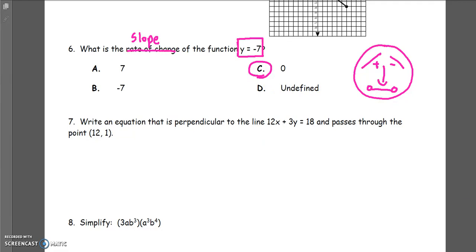Okay, number 7 says, write an equation that is perpendicular to the line 12x plus 3y equals 18 and passes through the point (12, 1). Okay, perpendicular means my slopes have to be opposite reciprocals. So the first thing I need to know is, what is the slope of this line right here? So I'm going to rearrange this and put it in slope-intercept form so I can pick out my slope. That means I get my x over to the other side.